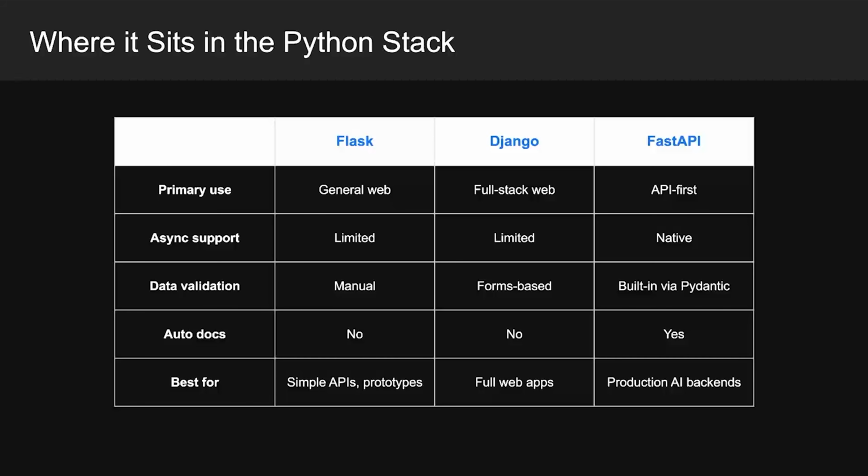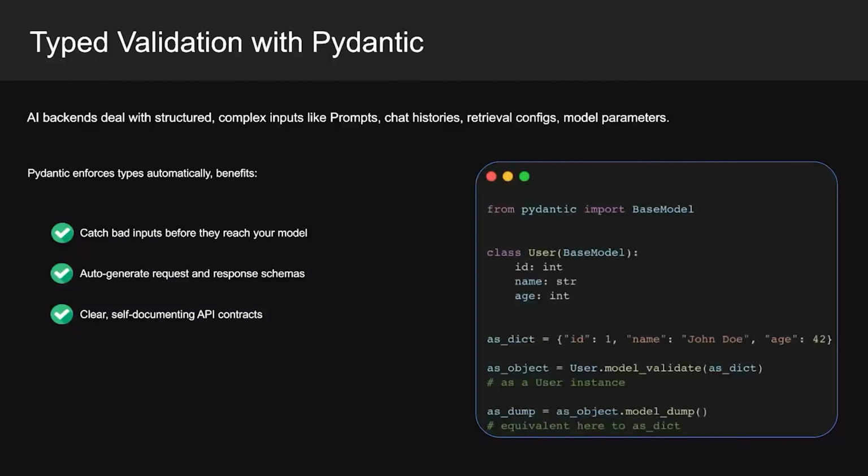You're not serving HTML pages. You're handling structured input, calling LLMs, querying vector databases, and returning typed responses. FastAPI is built exactly for that. One of the most important things FastAPI brings to AI backends is typed validation via Pydantic. Think about what your endpoints receive: prompts, conversation histories, retrieval settings, model parameters.